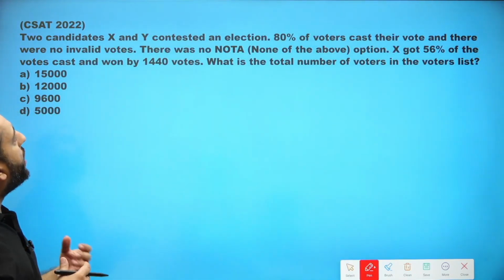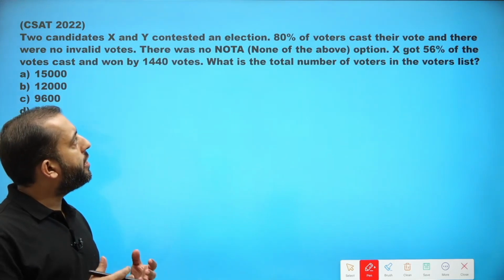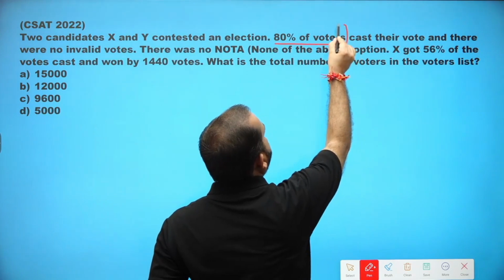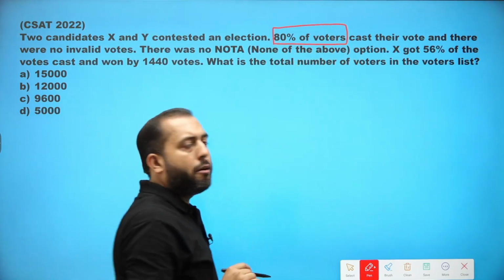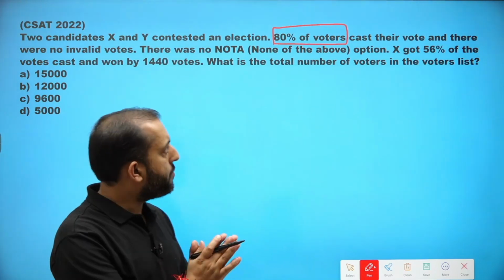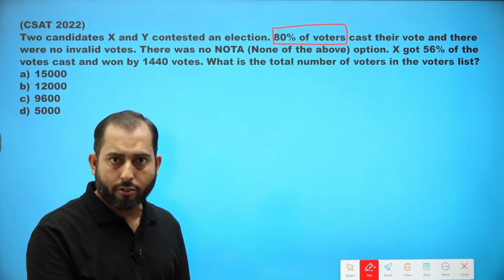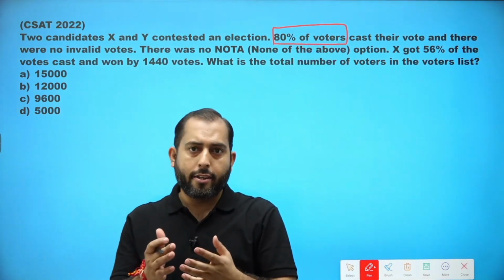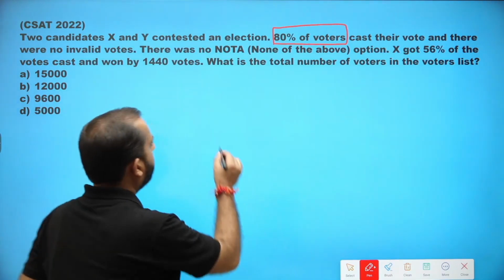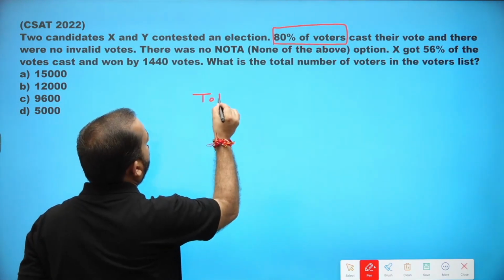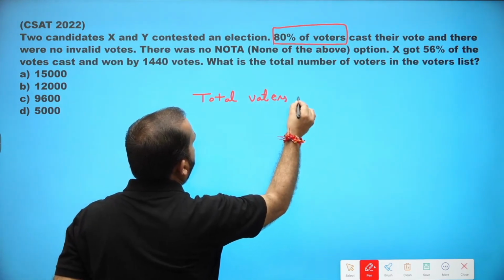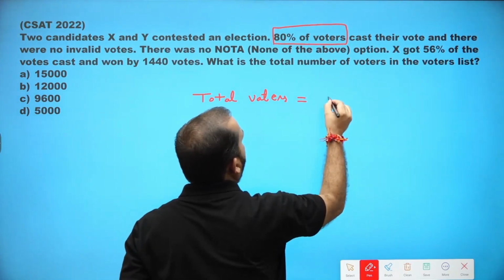It says two candidates X and Y contested an election. 80% of the voters. This is the very important point of this second statement. It says 80% of the voters. So do you have any idea how many voters are there? So let's say total voters are equal to 100.